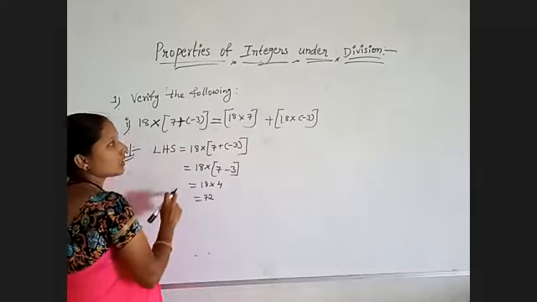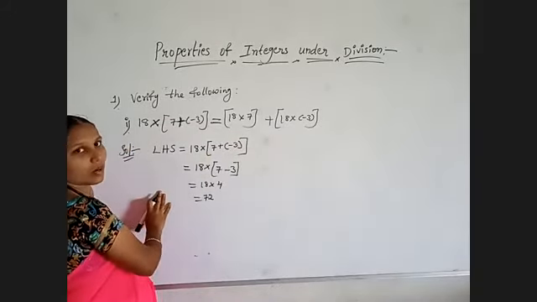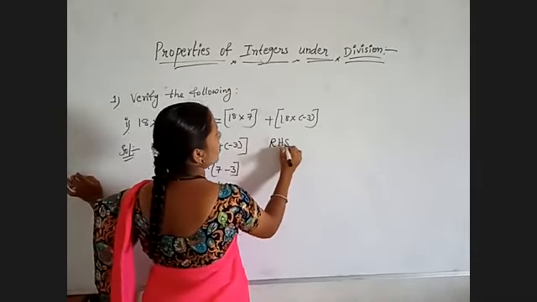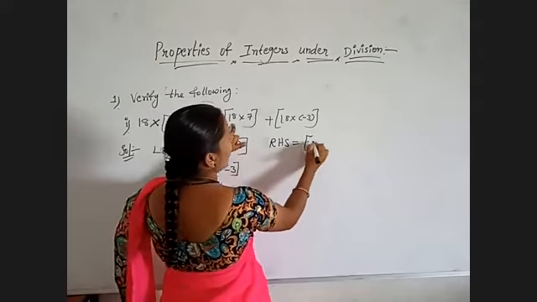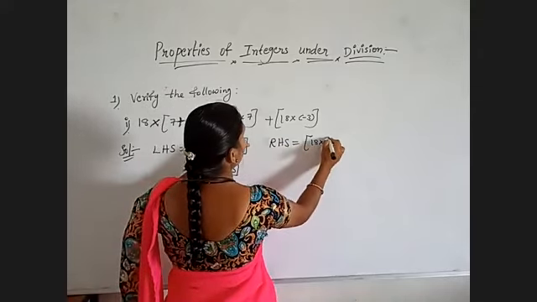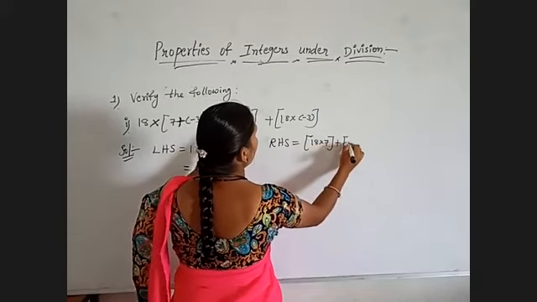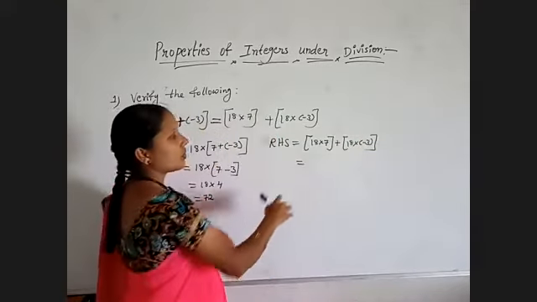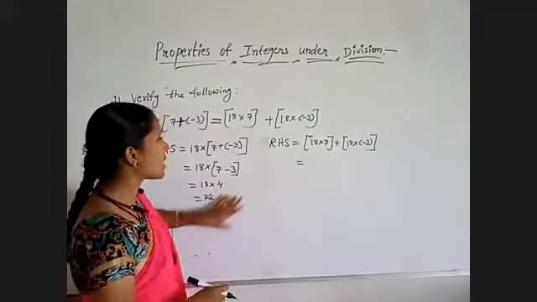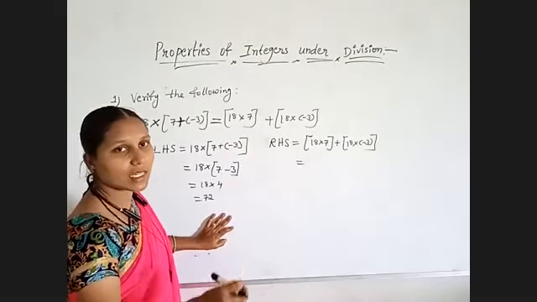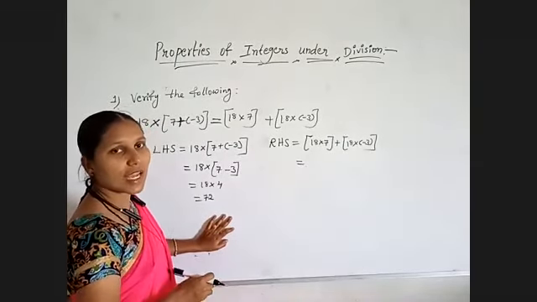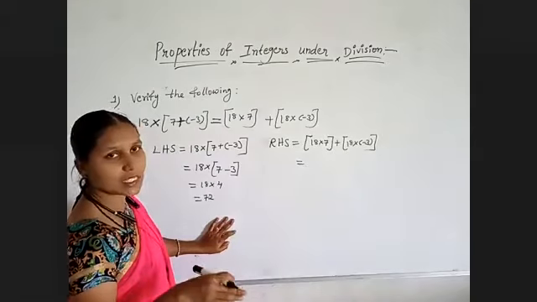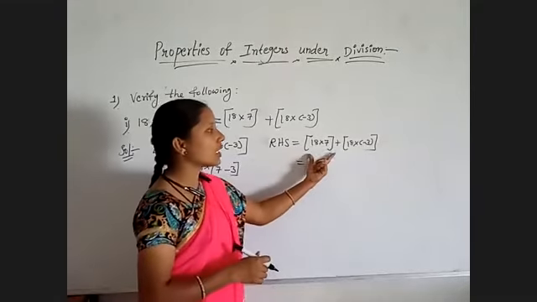Now coming to the RHS side. We finished the LHS, now coming to the RHS. What do we have at the RHS side? 18 into 7 plus 18 into minus 3. As I told you, whenever brackets are involved, first we need to finish whatever operations are in the brackets. We have learned that from school, and we have done several problems in your previous class. So first we need to finish the brackets.